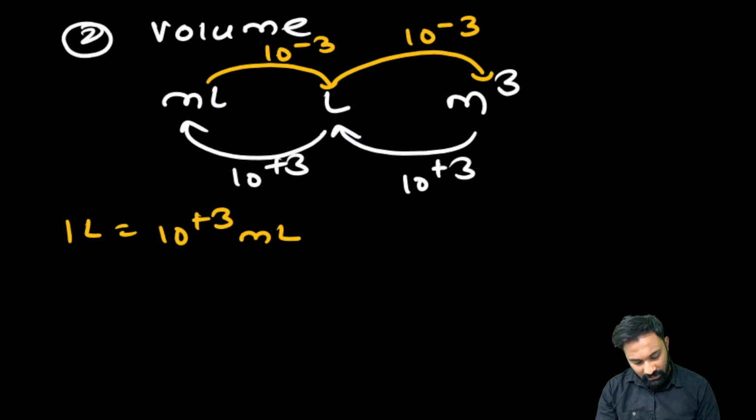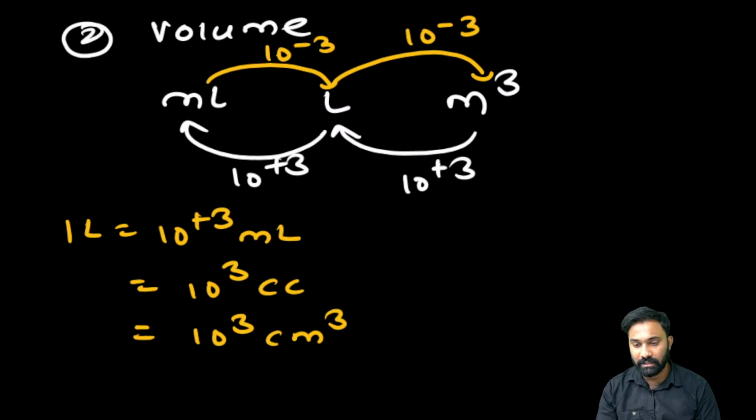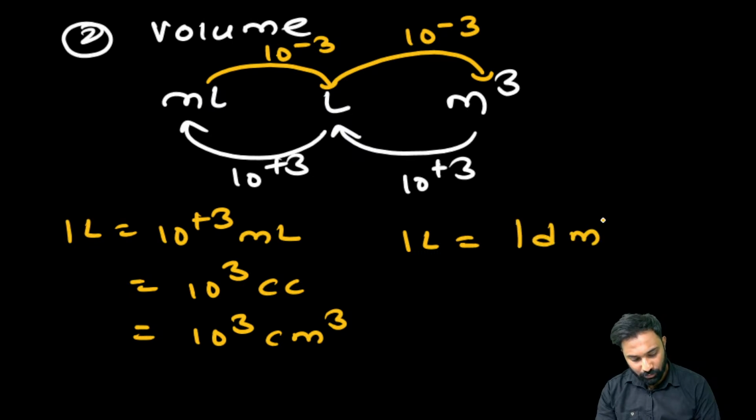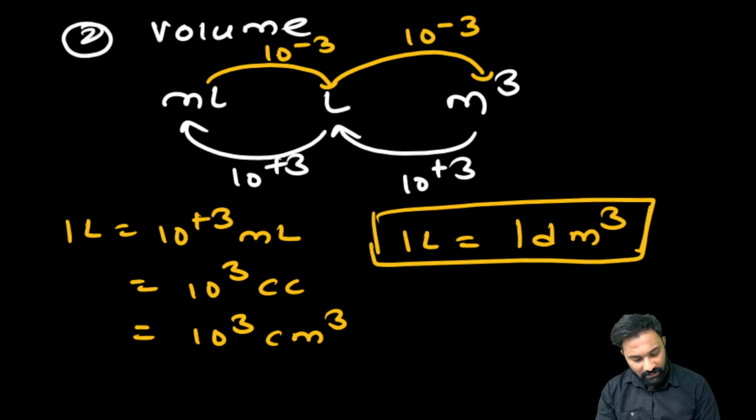Now this 1 liter we can say as 10 to the power 3 cc, that is, 10 to the power 3 centimeter cube. The same 1 liter will be equal to 1 decimeter cube also. Sir, how come this 1 liter is equal to 1 decimeter cube? Now I will prove it.